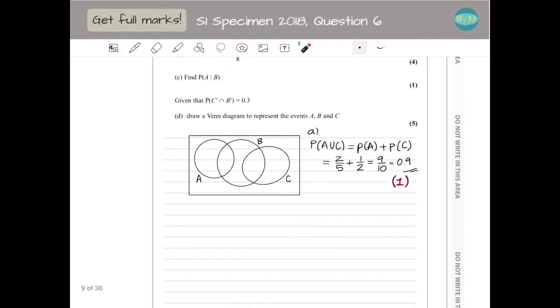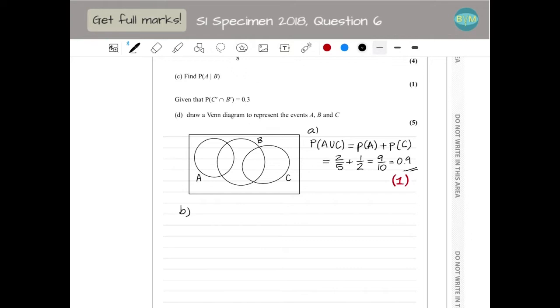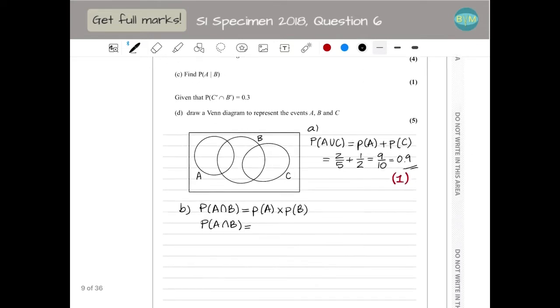If A and B are independent, that means the probability of the intersection, A intersection B, is probability of A times probability of B. That's the condition for them to be independent. So we don't know probability of the intersection. We know probability of A, which is 2/5, times probability of B. But still I have two things that I don't know, probability of B and probability of the intersection.